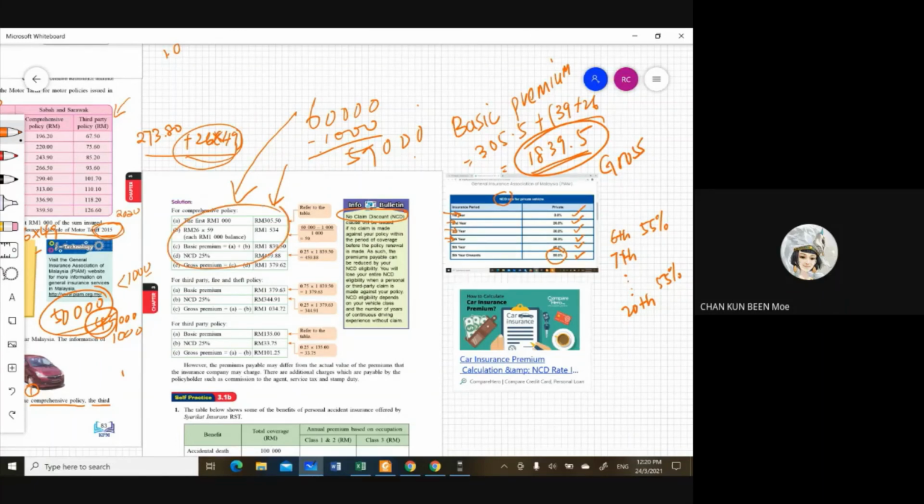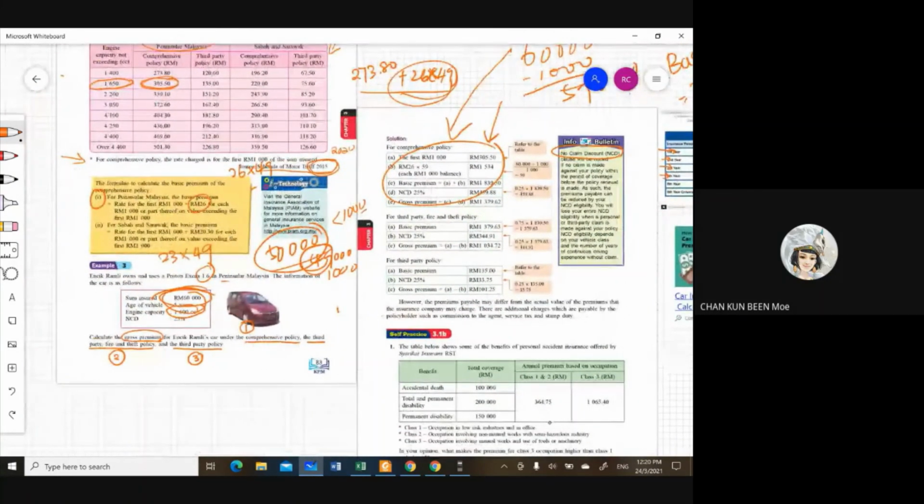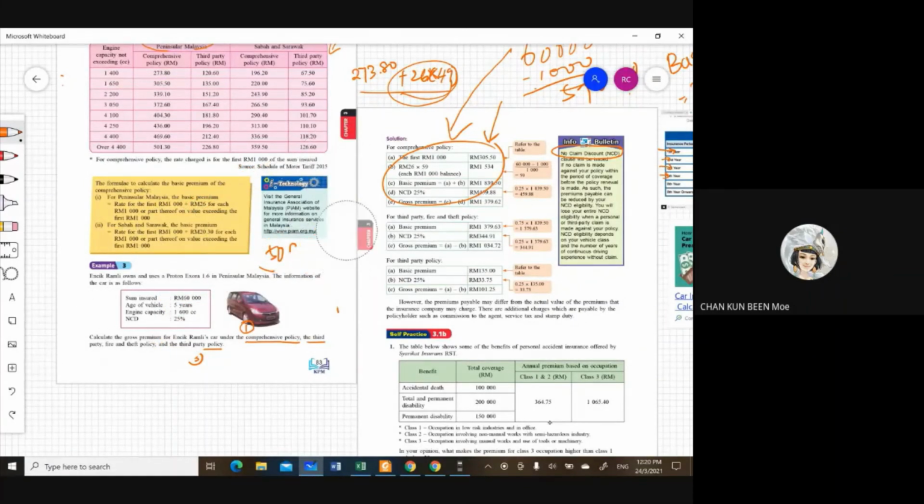Okay, now we look at the premium for the third party fire and theft policy. This one, the second one. You give me some time, I write off everything, because I think you're confused if I have so many things written here in front. And also you can read your book.